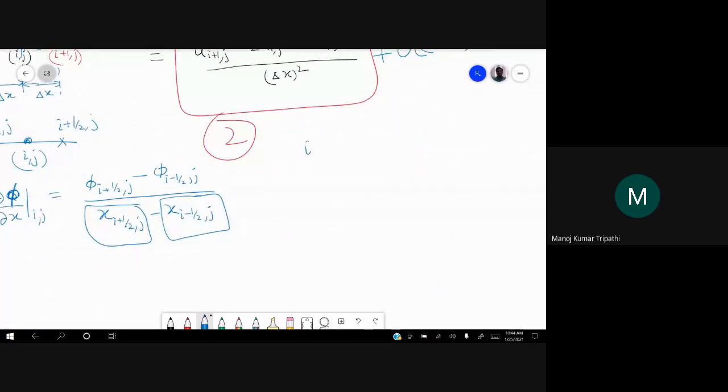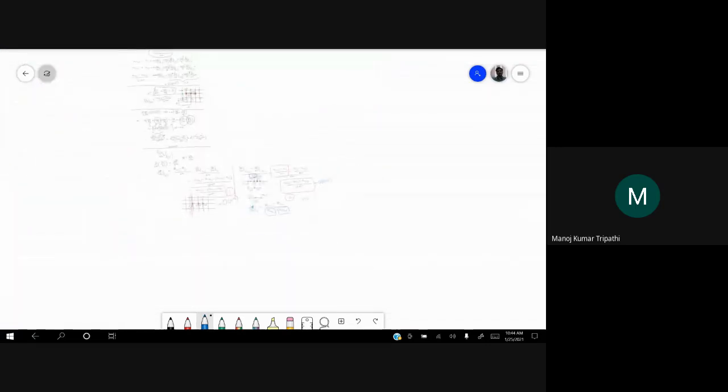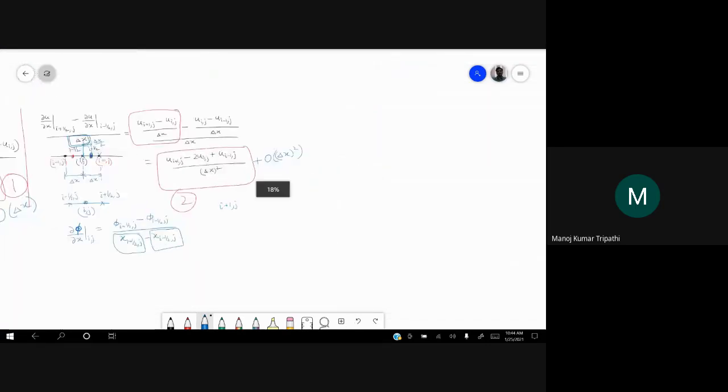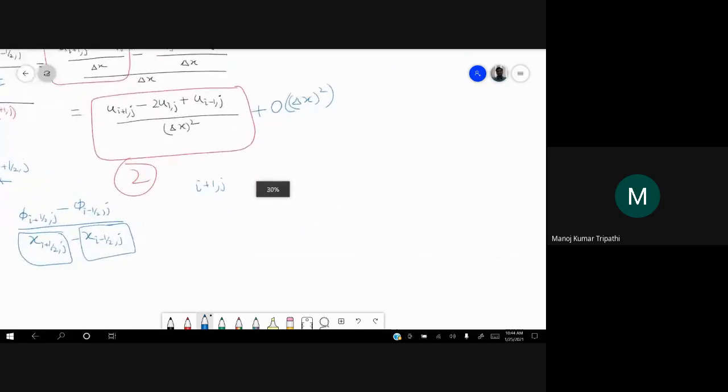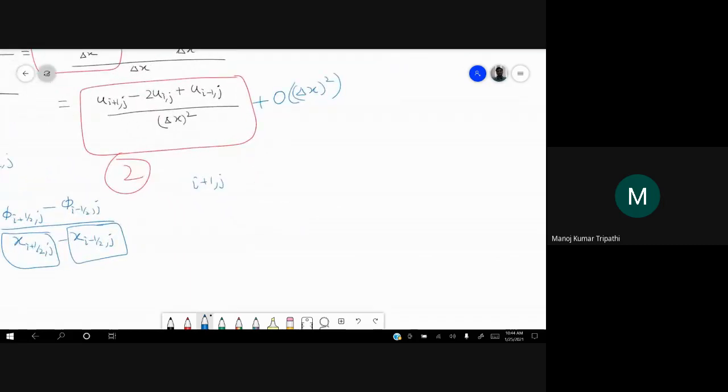When we write u at i plus 1 comma j minus u at i minus 1 comma j, it becomes 2 delta x, because x at i plus 1 comma j minus x at i minus 1 comma j is 2 delta x. Yes, sir, it's clear. Okay.